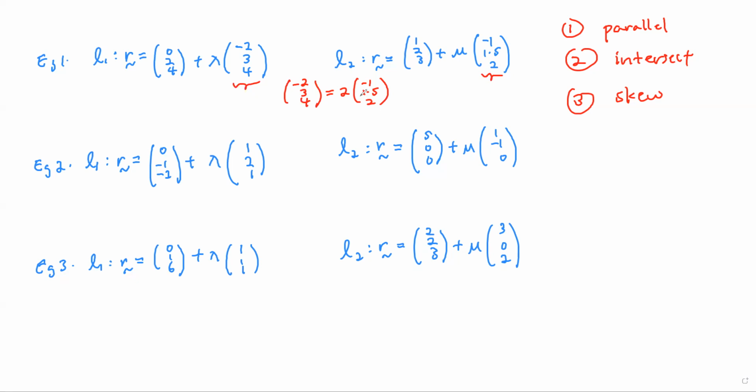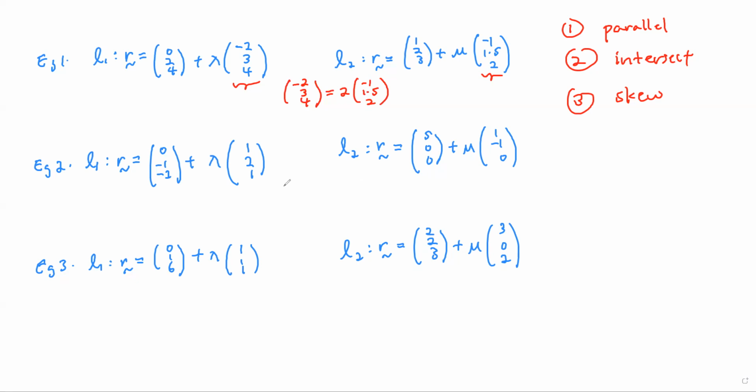Let's look at example 2. You notice that the direction vectors are (1, 2, 1) and (1, -1, 0). It's quite obvious that they are not parallel, because one is not a constant multiple of the other. That means they could be intersecting or they could be skew. Let us examine which one it is.